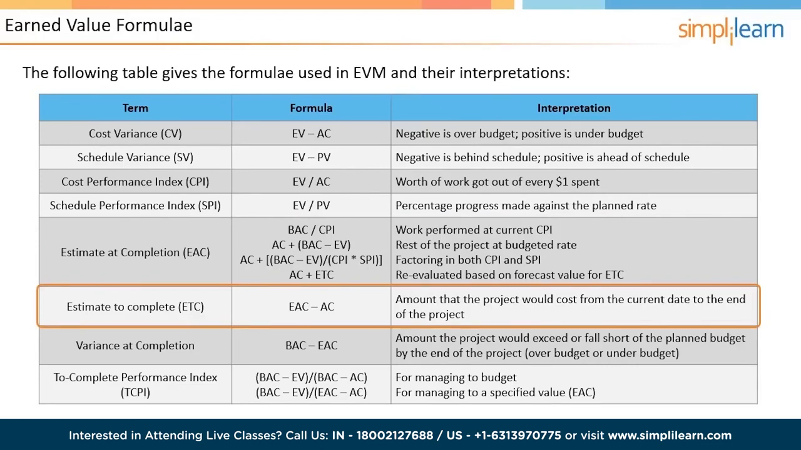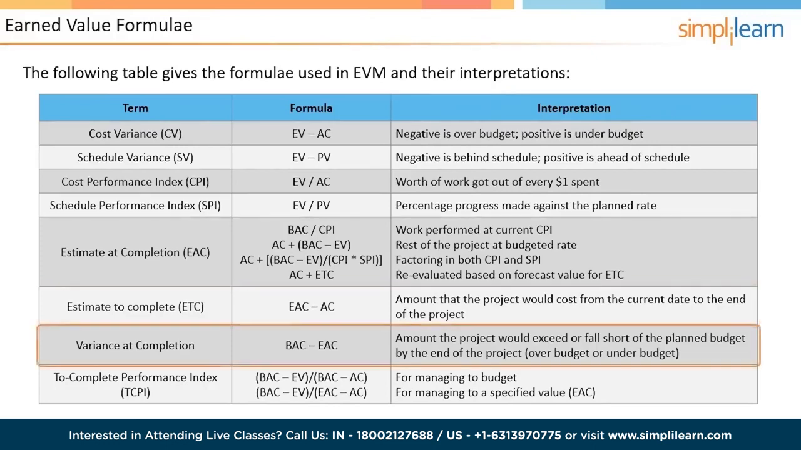This is calculated by subtracting the actual cost from the estimate at completion. In addition, variance at completion can be calculated by subtracting the estimate at completion from the budget at completion. Variance at completion is the cost estimation of whether it is over or under budget.